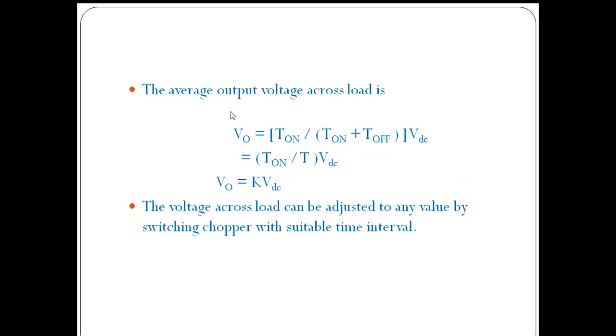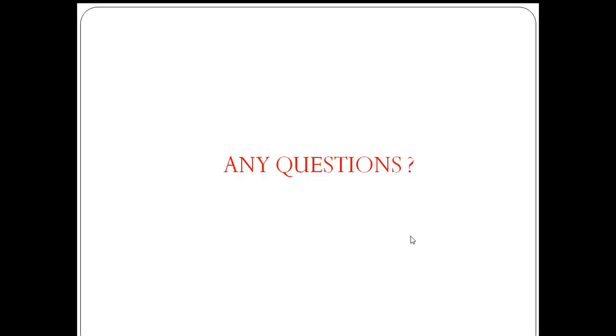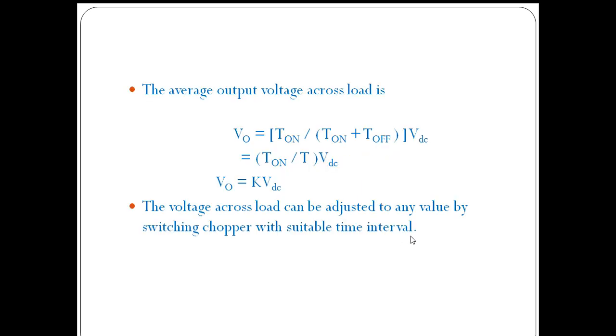The average output voltage across the load is V0. V0 will be given as T on by T on plus T off of VDC. So V0 will be given as K into VDC. The voltage across the load can be adjusted to any value by switching the chopper with suitable time intervals. Okay, so this is how we are controlling the speed using the chopper circuit.